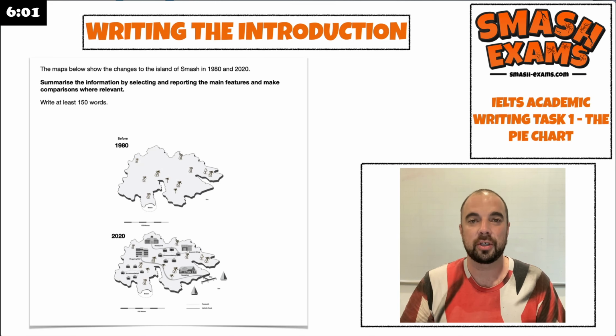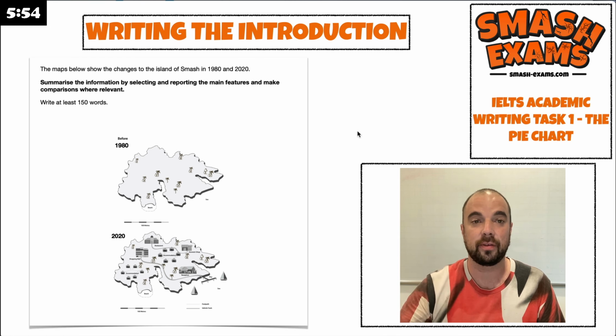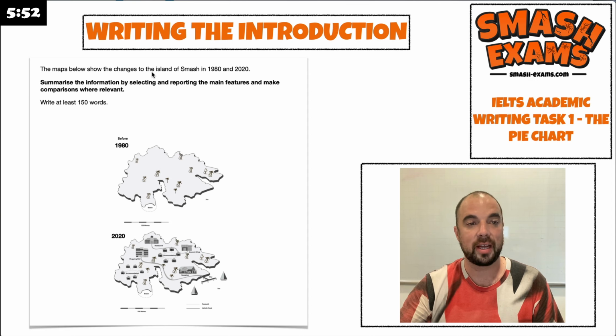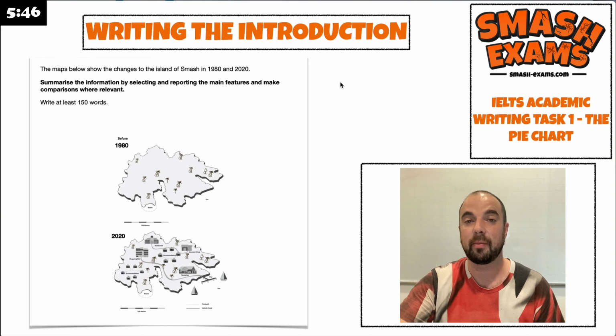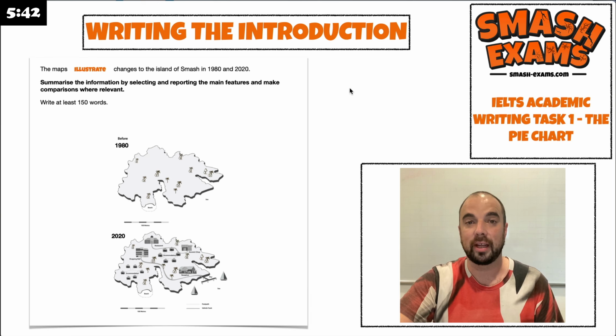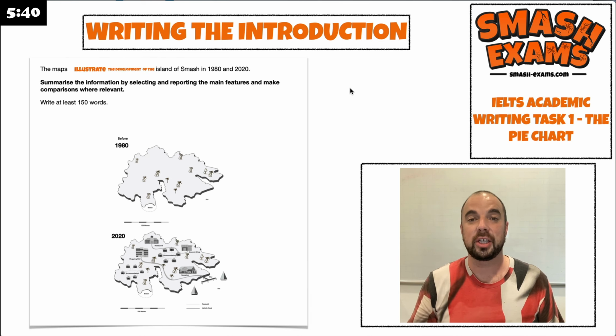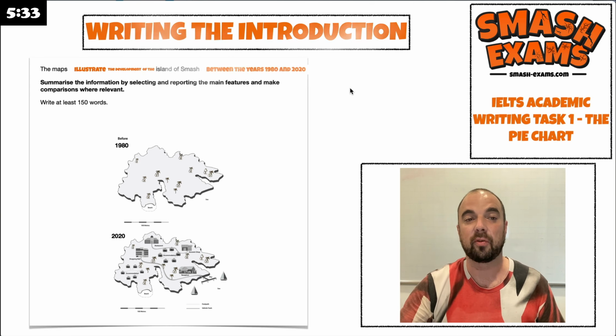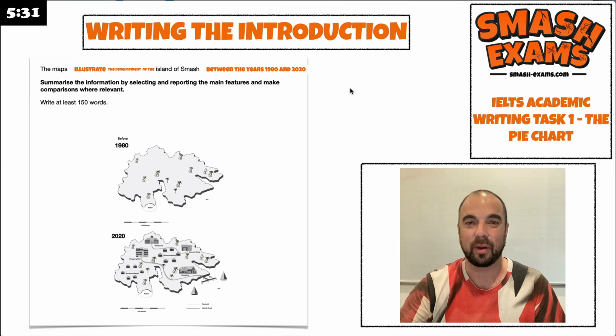When you're writing an introduction for the Academic Writing Task 1, you always need to rephrase the description that the examiner gives you. So here we have, the maps below show the changes to the island of Smash in 1980 and 2020. So we just need to paraphrase or use synonyms to help. The best way to do this is delete below and change shows to illustrates. Instead of changes, you can show the development of the island of Smash. And you can always change the years to, in between the years, 1980 and 2020.